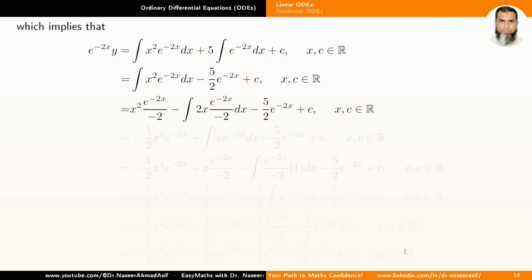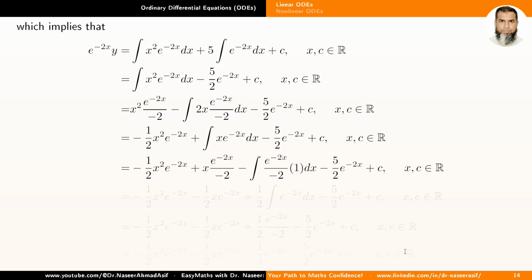Well, this can be expressed as -1/2 x² exp(-2x) plus the integral of x exp(-2x) dx minus 5/2 exp(-2x) plus c, where x belongs to R and c is arbitrary constant. So we have -1/2 x² exp(-2x) plus x exp(-2x) over -2 minus the integral of exp(-2x) over -2 into 1 dx minus 5/2 exp(-2x) plus c, where x belongs to R and c is arbitrary constant.